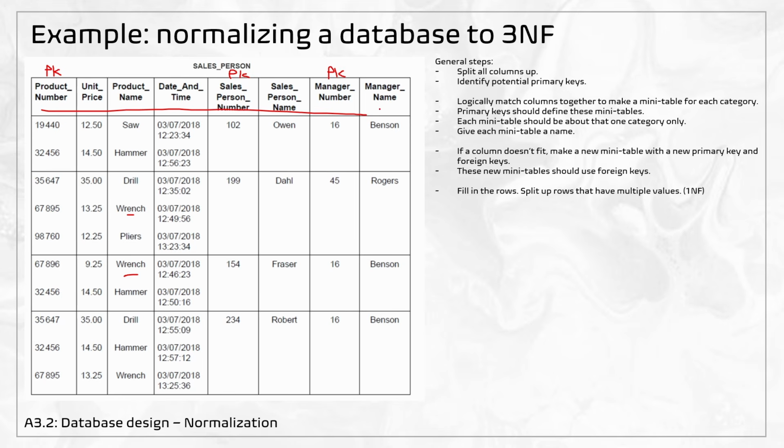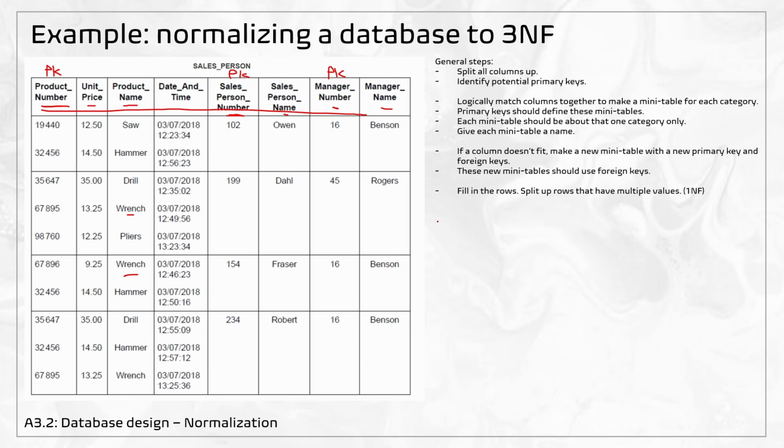Now that we've done that, we need to logically match columns together to make a mini table for each category. So what does this mean? Well, we just want to make small tables that are about a different thing. For example, product number, unit price, and product name all describe a product. Salesperson number and salesperson name describe a salesperson, while a manager number and a manager name describe a manager. Now we need to think of a primary key that defines each of these categories. And luckily for us, we have product number, we have salesperson number, and we have manager number. So that's already sorted for us.